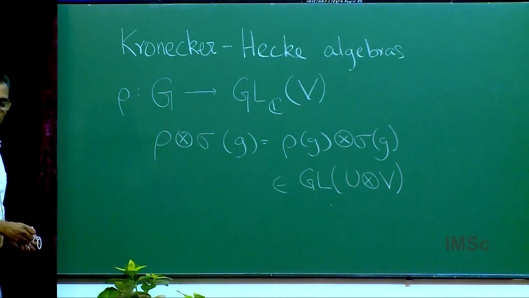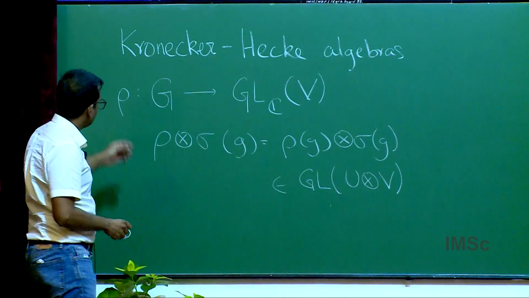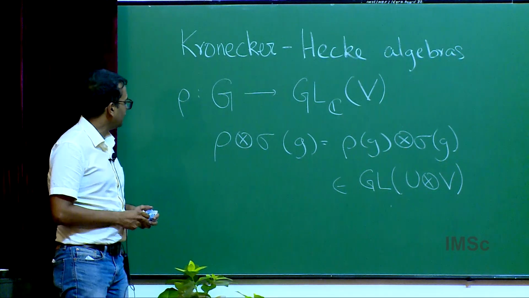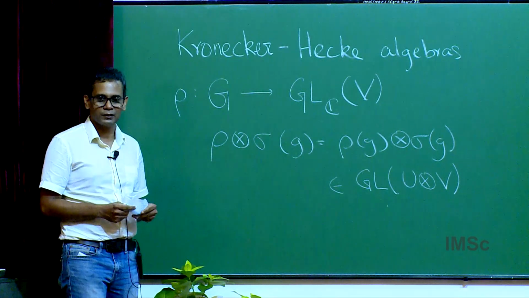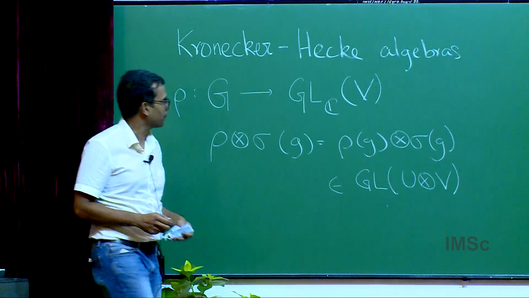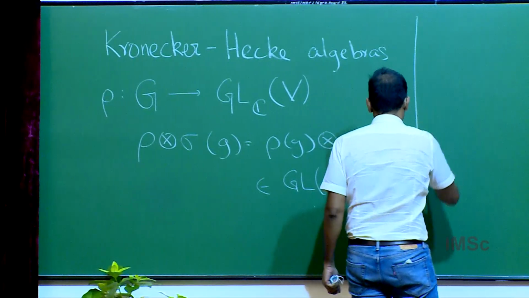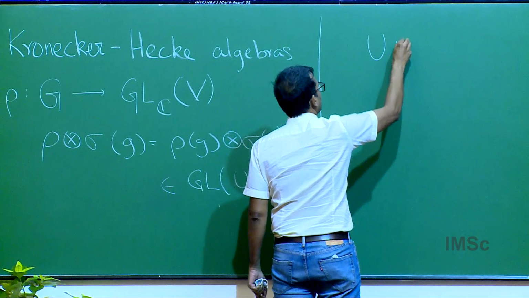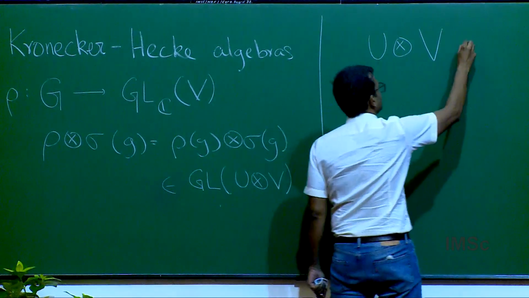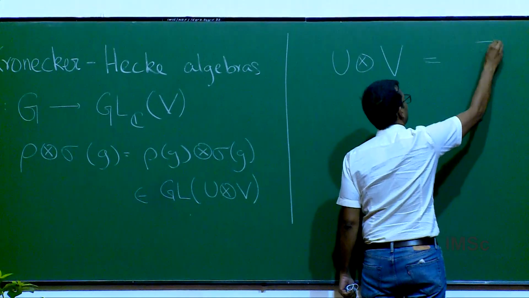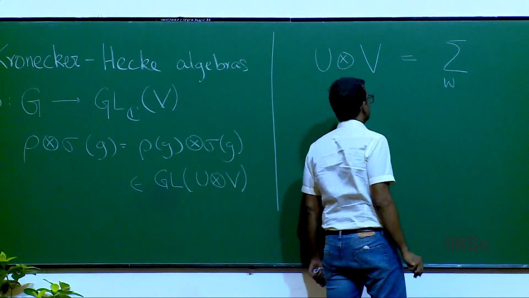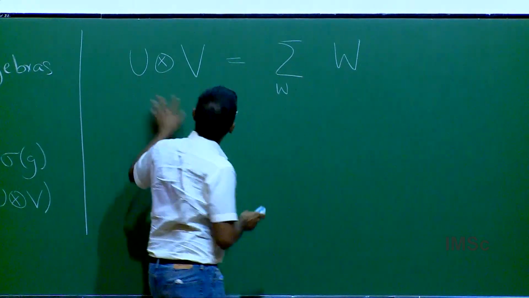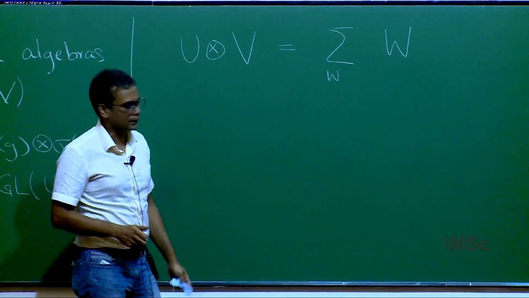Now, a fundamental problem in representation theory is, given a group G, classify its irreducible representations. And then once you've done that, you could try to take tensor products of those and see how they decompose. So what we do is, given two representations U and V, we take U tensor V and try to write it as a sum over irreducible representations W, decomposing this tensor product into irreducible representations.